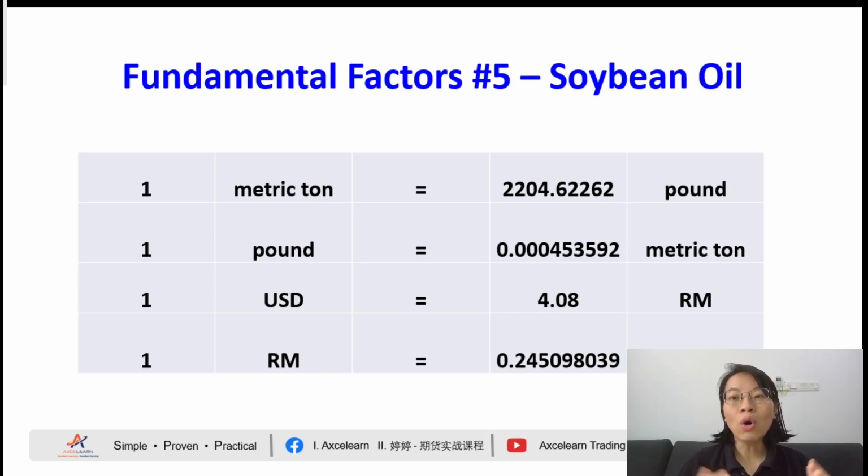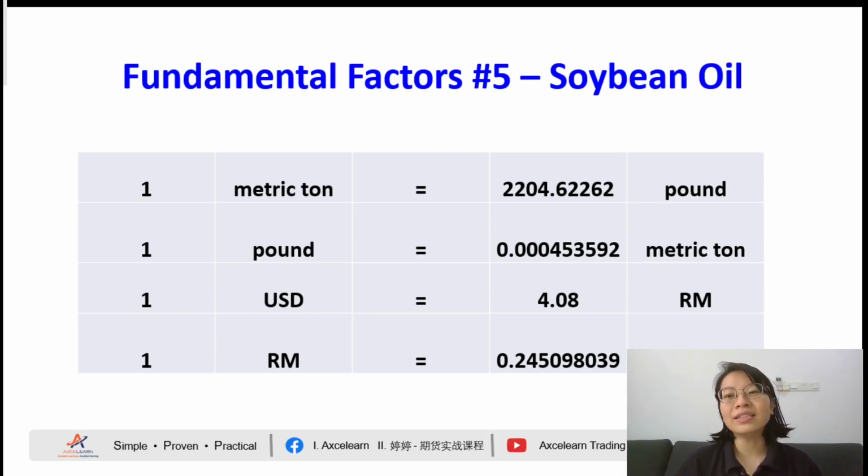For example, normally the premium for soybean oil over our crude palm oil is, let's say, 80 to 120. So if it's below that, let's say 60 or 50, then you think there's a tendency that the soybean oil price is going to go higher. Your CPO might be lower, then you can short your CPO and buy your soybean oil. So this is one of the ways that you can look into it as well.